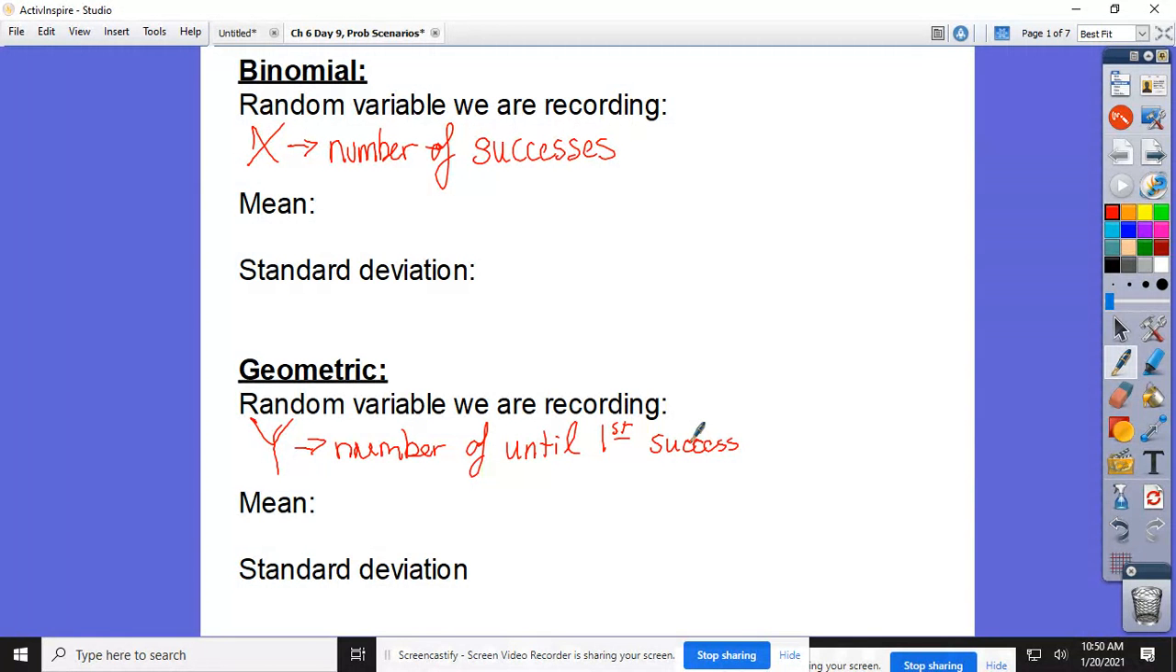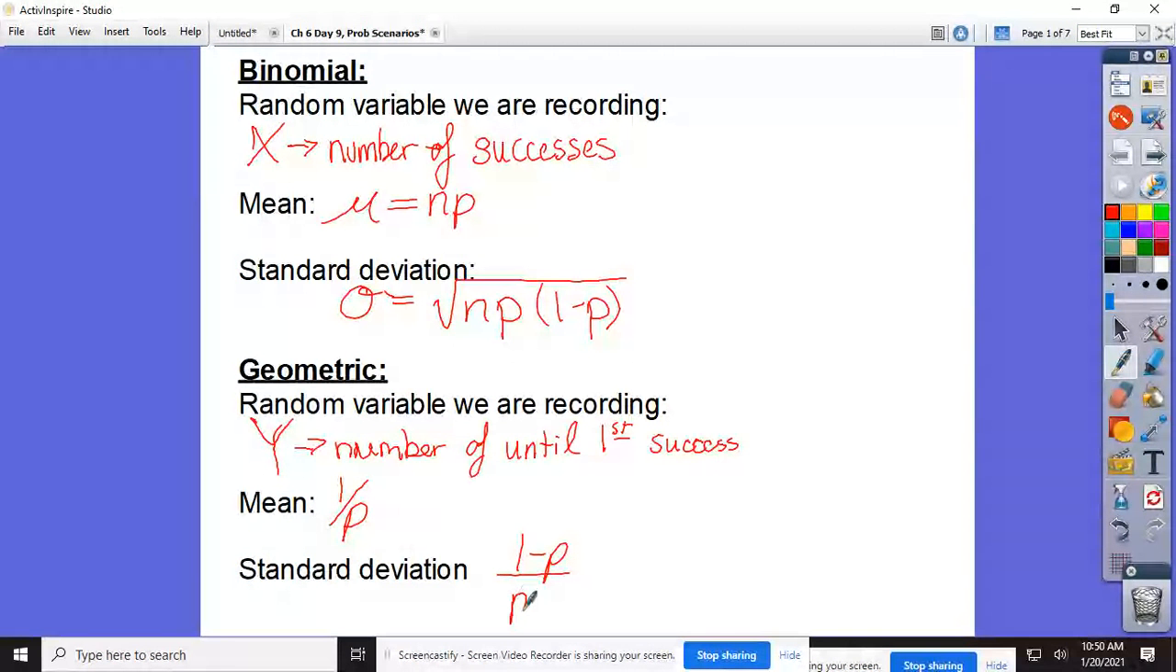What is our equation for binomial mean? Mu equals what? N times P. Standard deviation is sigma equals what? What is my equation for geometric mean? And what is my equation for standard deviation? We gotta talk about that. So this is 1 minus P over P squared, the whole thing under a square root.